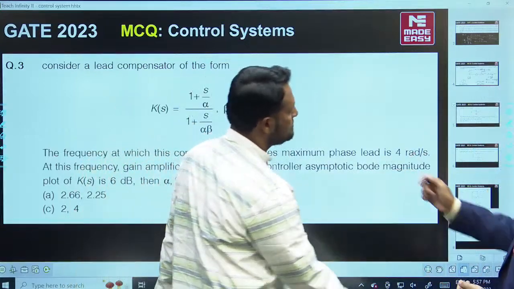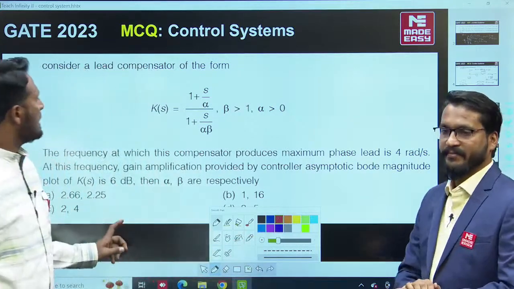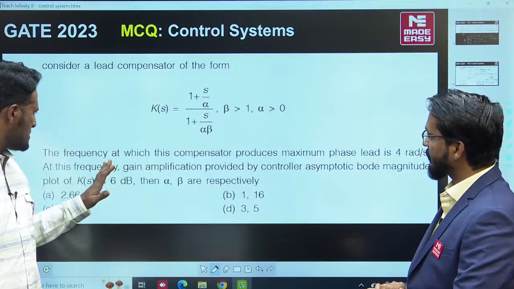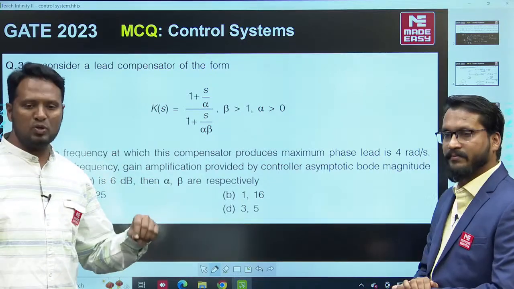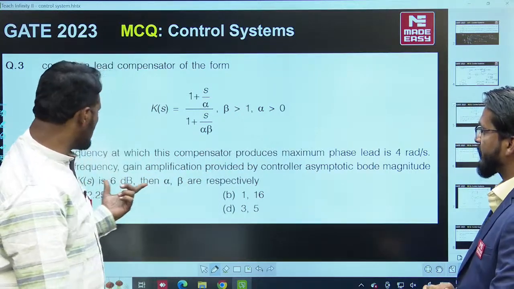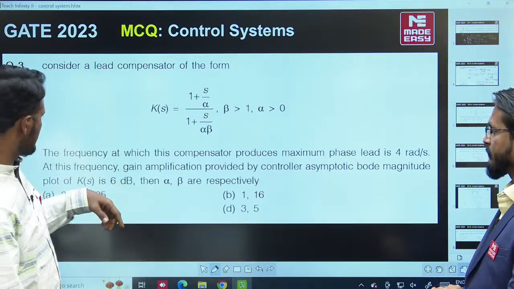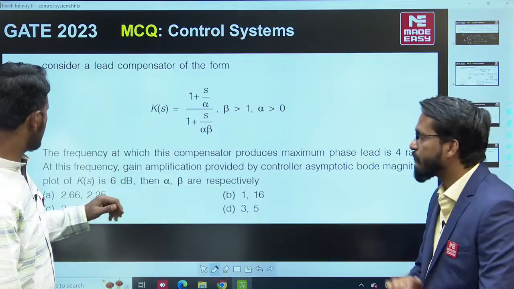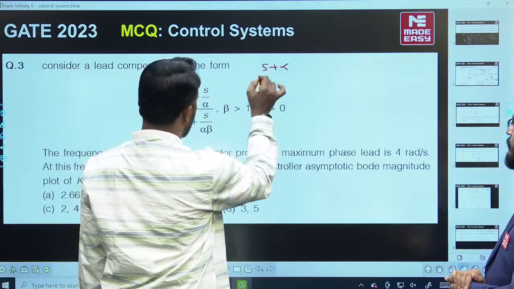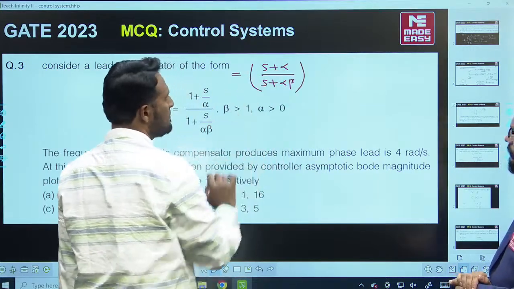Coming to Question number 3. In this question, we need to find the values of alpha and beta. The information given is that the frequency where the phase produced by this compensator is maximum is 4 radian per second, and the magnitude provided by the compensator at that frequency is 6 decibels. The question is to find alpha and beta. Writing the transfer function as (s plus alpha) upon (s plus alpha beta) with some gain constant outside.